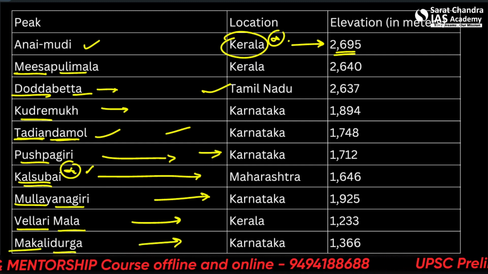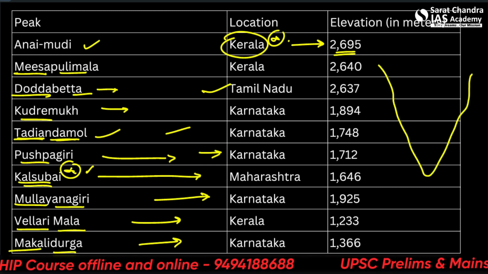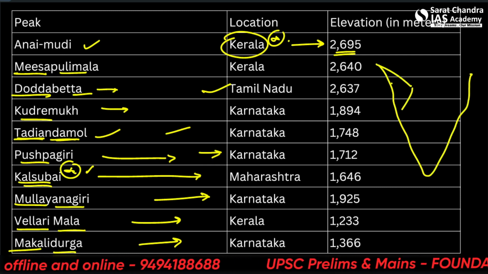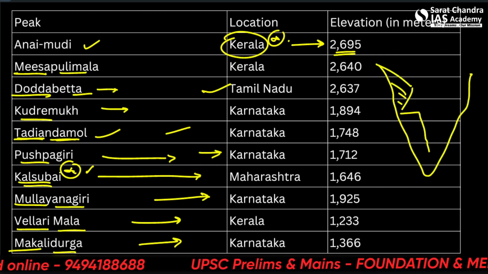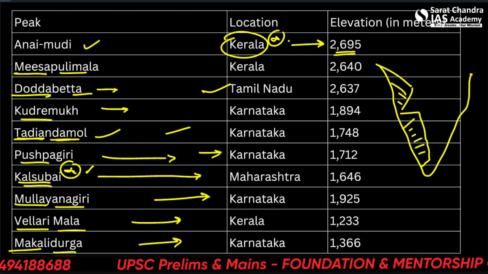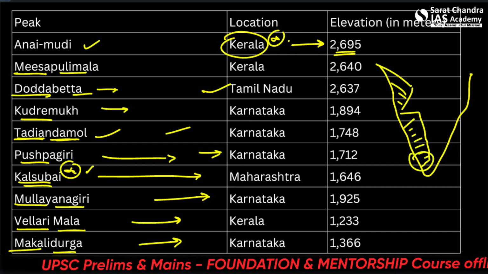So the highest peaks are in the lower portion of the Western Ghats, not in Maharashtra, Goa and Gujarat, etc. They are often on the Karnataka, Tamil Nadu, Kerala side. The highest peak is in the state Kerala, please remember.